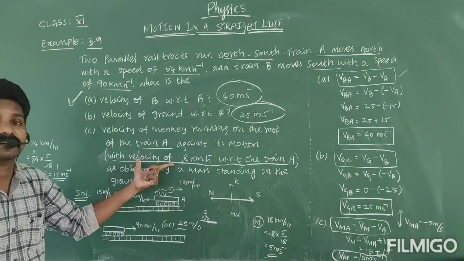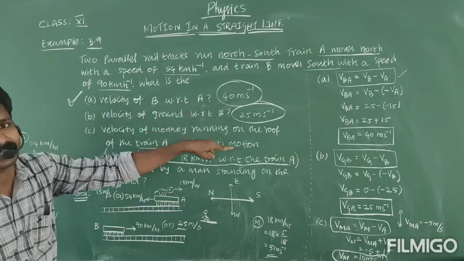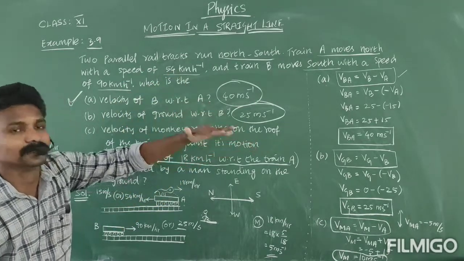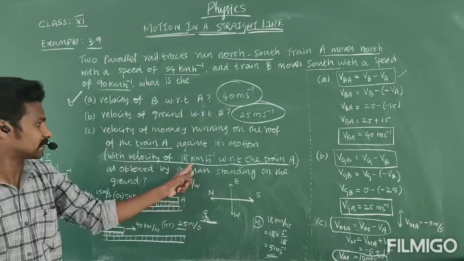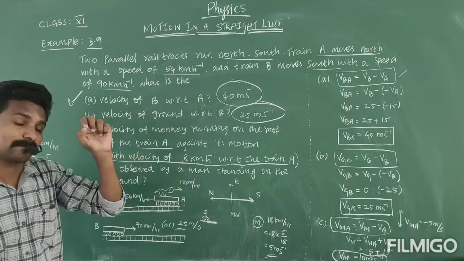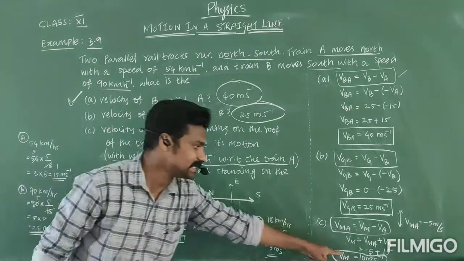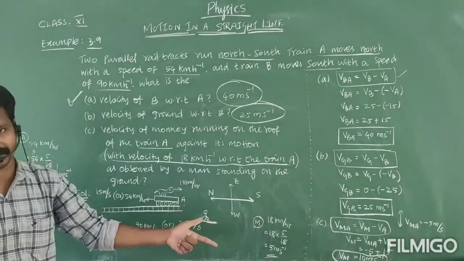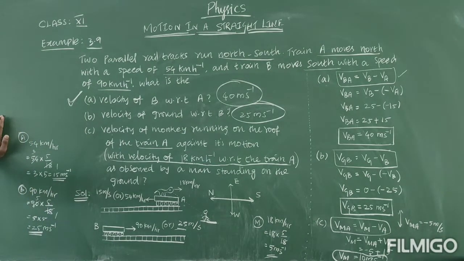It is not the velocity of monkey, this is the velocity of monkey with respect to train A. That is the monkey's velocity when compared with train A. But the velocity of the monkey alone while we are observing from the ground, that is 10 meter per second. Okay. Okay students, so now I hope you understood this question. Okay. It is a very interesting question related to relative velocity. Okay. Thank you.